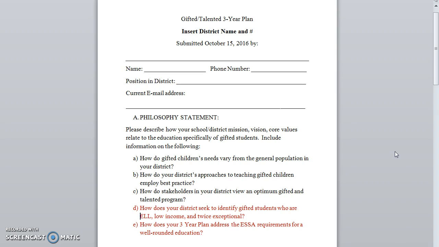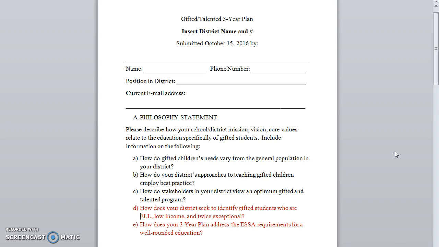Part A, philosophy and statement, is very, very important. Everything that you write after this is centered around your philosophy. What is your district's philosophy? How is your district unique? And how do you identify children according to the resources and needs that your district has?